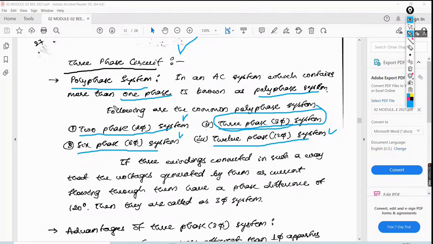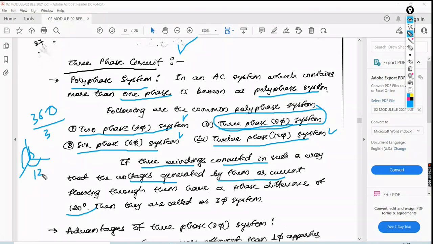This is the meaning of the polyphase system. What are those polyphase systems? 2-phase, 3-phase, 6-phase, 12-phase. But most commonly we are using the 3-phase supply system. The voltage generated by the individual winding as well as the current have a phase difference of 120 degrees, because 360 divided by 3 phases. Here R phase, then Y phase and B phase. The angle of displacement between these three will be 120 degrees. Then it is called the 3-phase balanced supply system.